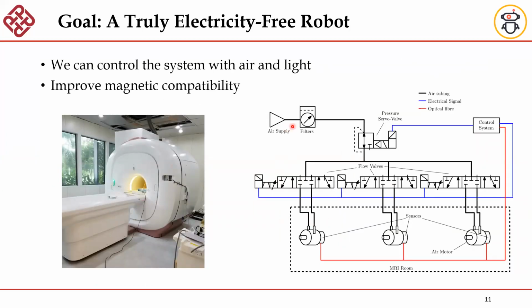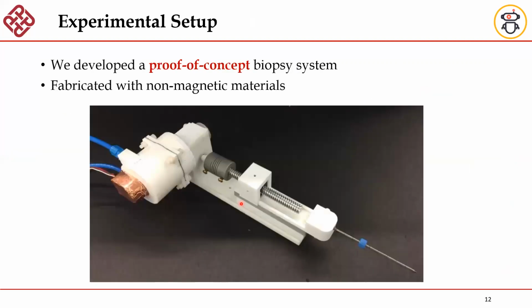So as I mentioned, this is the goal. This is some of the tests we did. This is an MRI machine inside the room, and our goal is to have a truly electricity-free robot or system. This is a schematic diagram of the MRI room, and as we can see, we are only sending optical fiber, meaning we are just sending and receiving light, and we are sending pressurized air. There are no electrical signals being sent inside this magnetic ball. All of this is with the aim of improving magnetic compatibility.